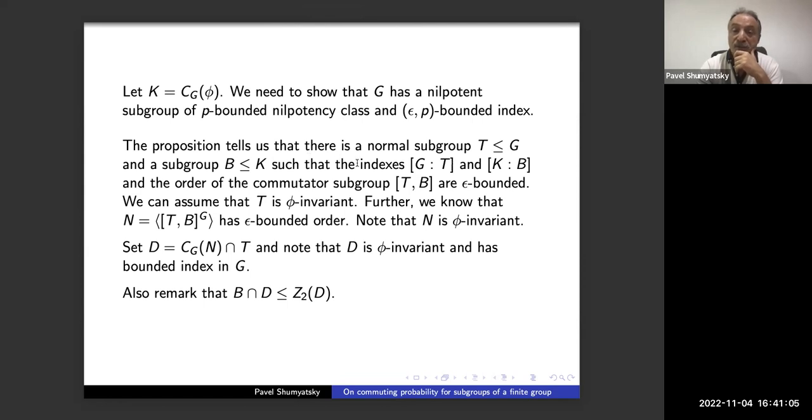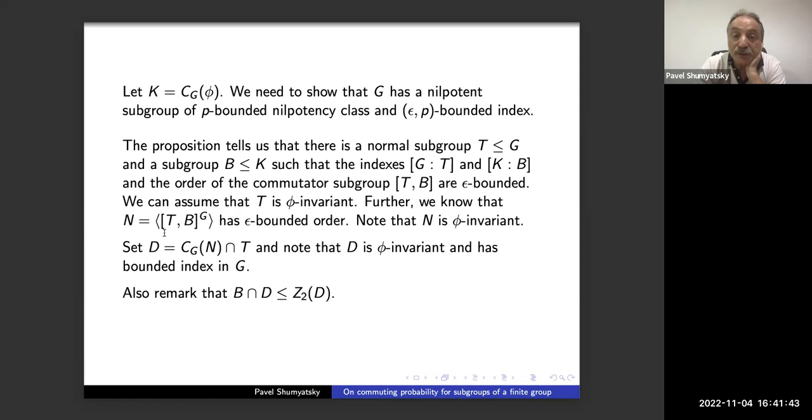The proposition tells us that there is a normal subgroup T in G, and the norm K in this case is not normal. So we just have a subgroup B of small index in K, such that the order of the commutator subgroup of T and B is bounded. Here we can assume that the subgroup T is phi invariant. We just can take the intersection of all images of T under phi.